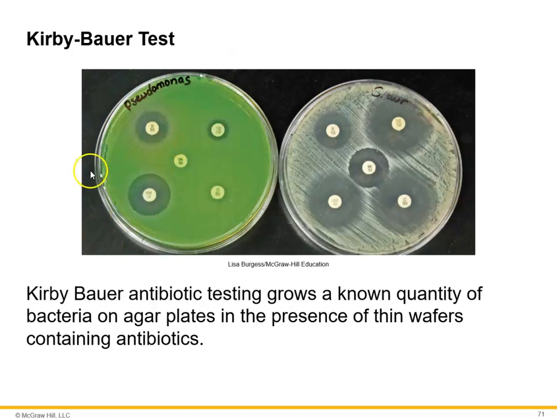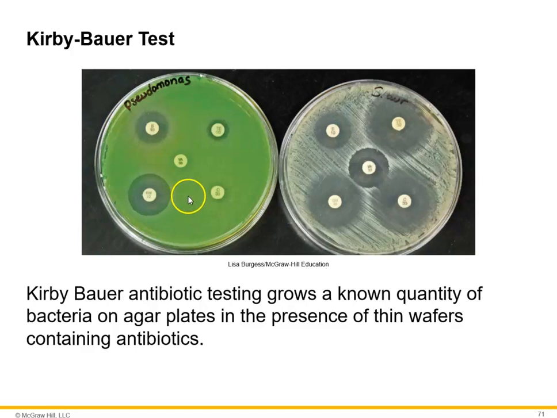So they've taken their agar plate, and they've grown Pseudomonas on it here. And Pseudomonas tends to grow green. Then they've taken these little antibiotic discs and placed them directly on top of that bacteria. They incubate it, and then they come back after a certain period of time and measure the zones of inhibition around these different antibiotics.